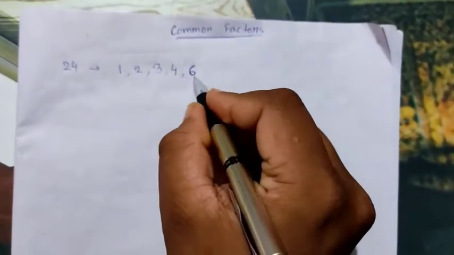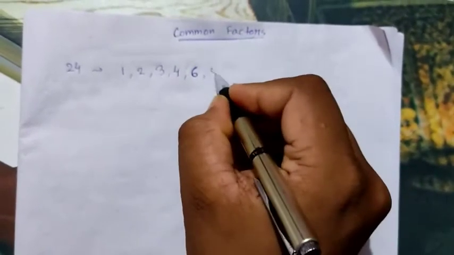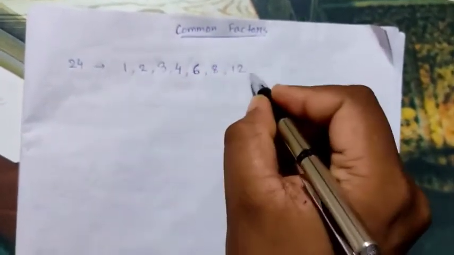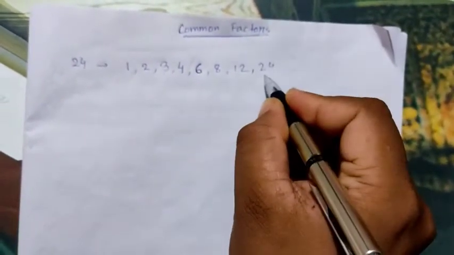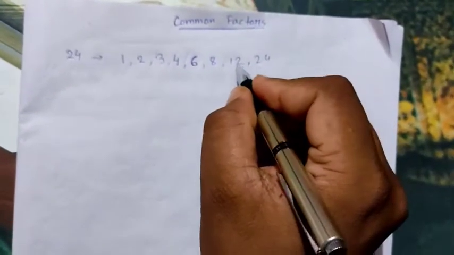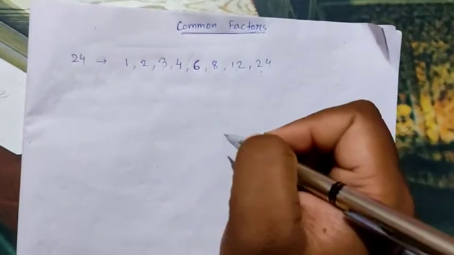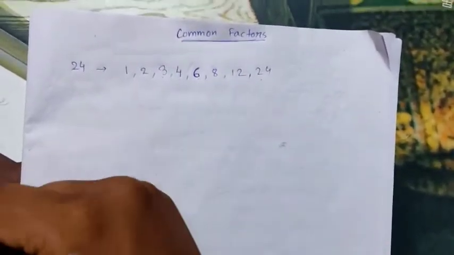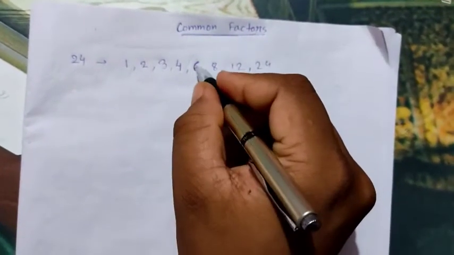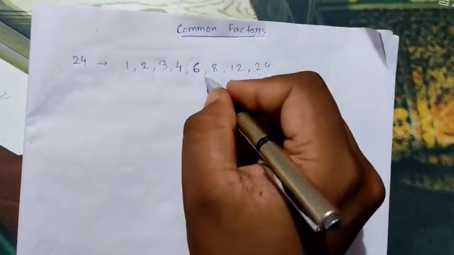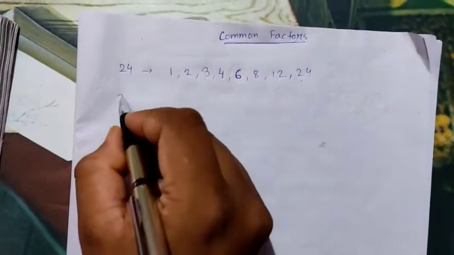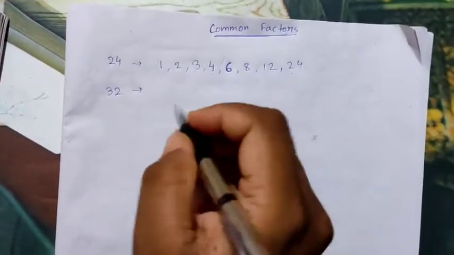So the pair for 4 I have written. Now the pair for 3, that is 8, I will write. Then 12, which is the pair of 2. Then 24, which is the pair of 1. So I should not check whether any other number is a factor between 12 and 24, between 8 and 12, or between 6 and 8. Because once we have obtained the first pair, no other extra digit will be there; we will only be getting the pairs.